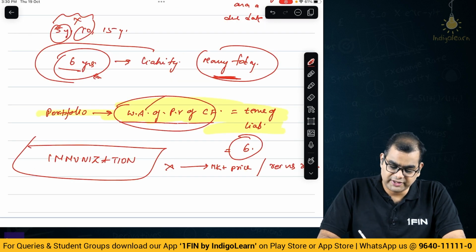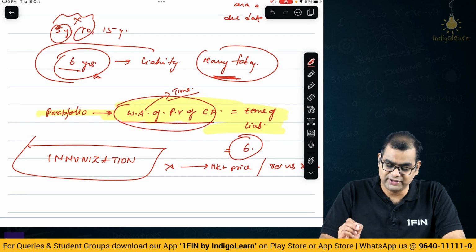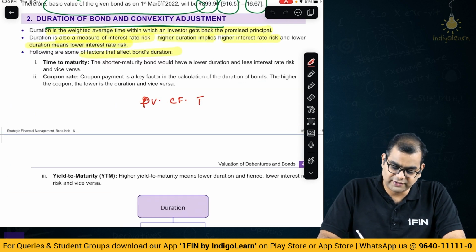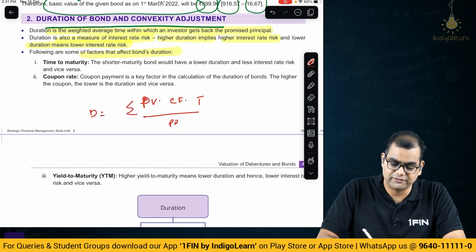Yeah, so here the weighted average is based on the time. So it is the time weighted average of this particular portfolio's cash flows, the portfolio's present value of cash flows, which is duration. So the present value of cash flows into time by P0, sigma of this is the formula for duration.